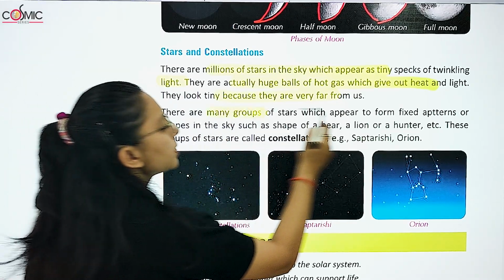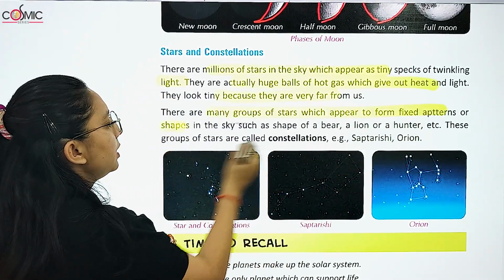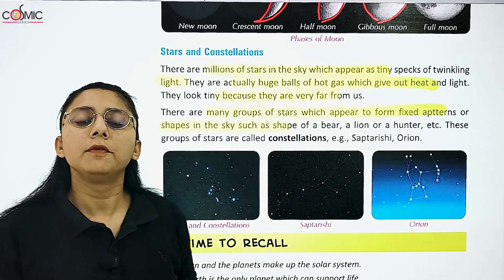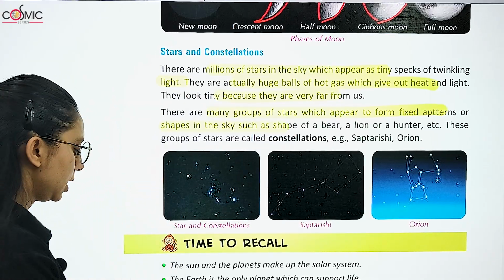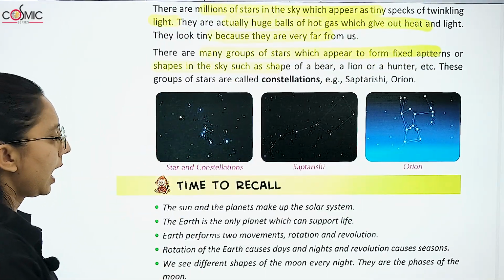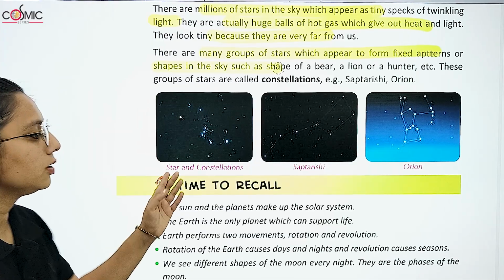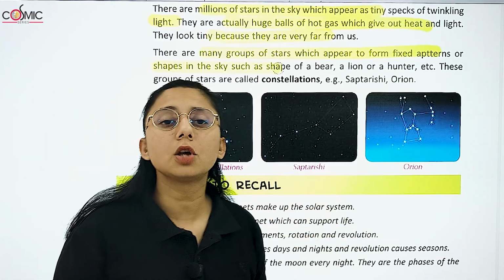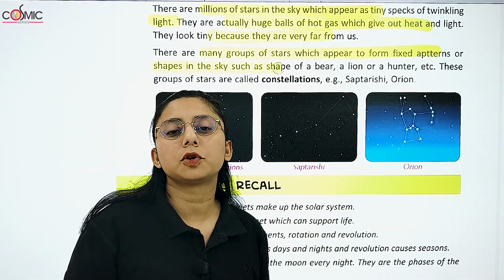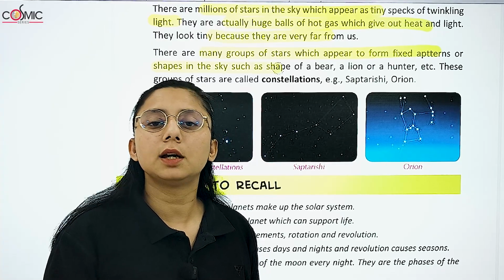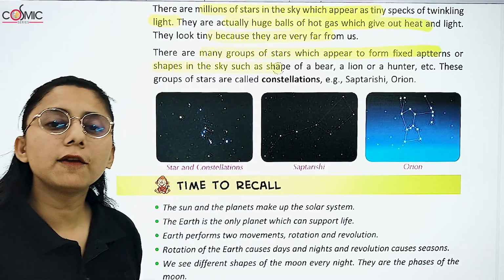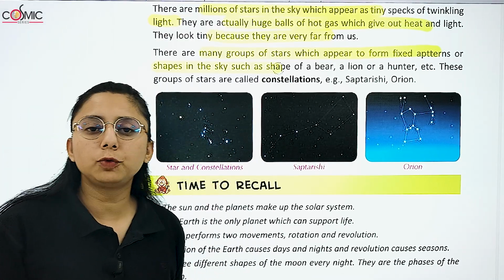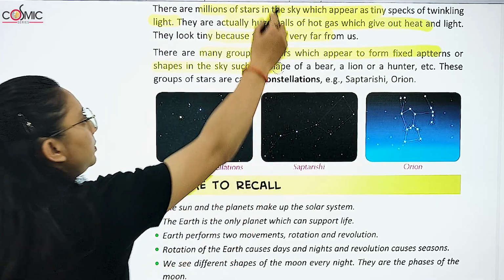Right? There are many groups of stars which appear to form fixed patterns and shapes. And what do we call them? We call them constellations. Like we have Saptarishi and Orion. These are the star and constellation. This is Saptarishi and this is Orion. These are the different types of constellations that we see around us. Right? Now we have completed this chapter. Let's move to the exercise now.